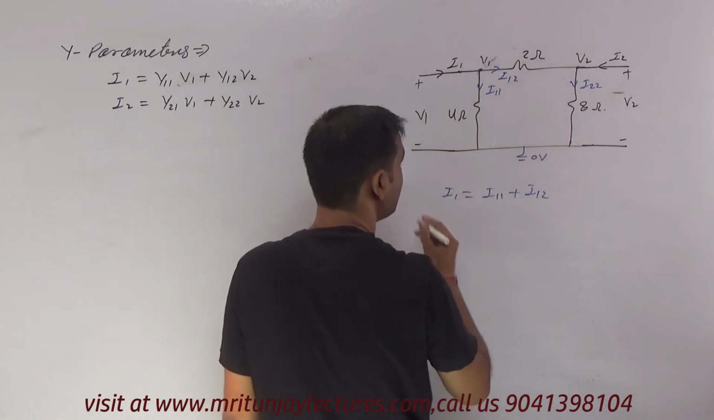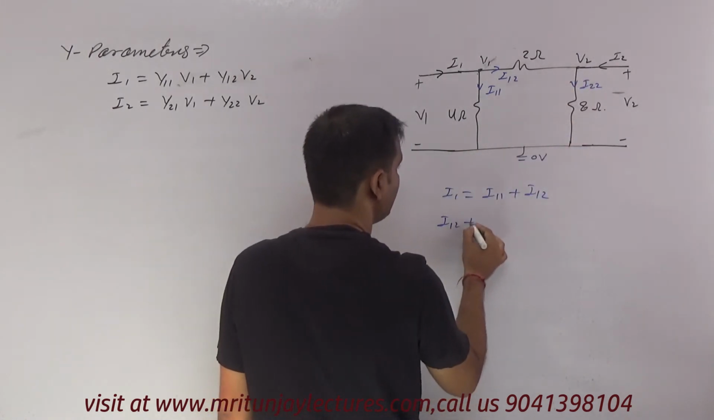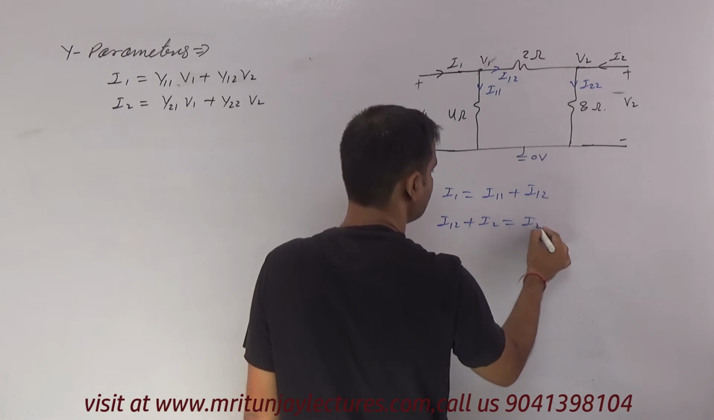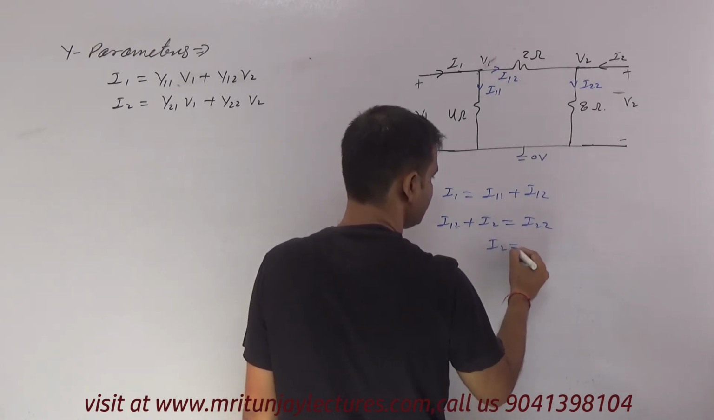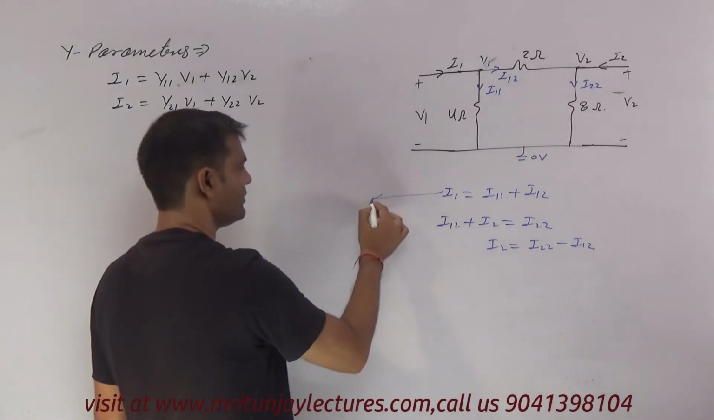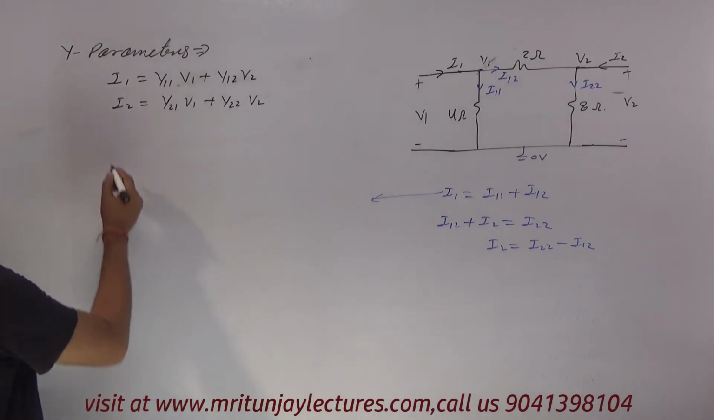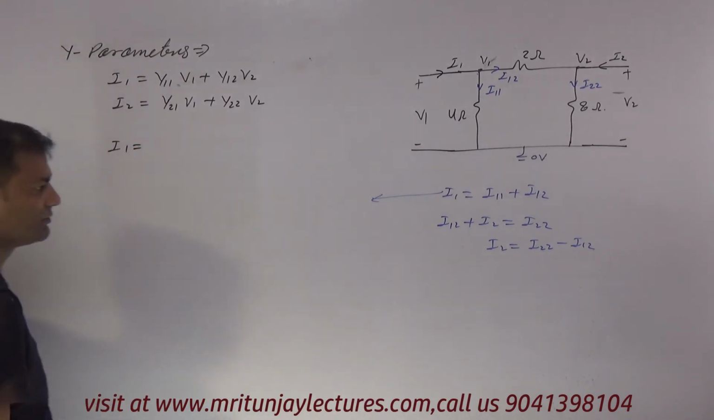Now here the incoming currents are this one and this one. So I12 plus I2 will be equal to I22. So I2 is written as I22 minus I12. Now follow this one. Our motto is to find I1 in terms of V1, V2.